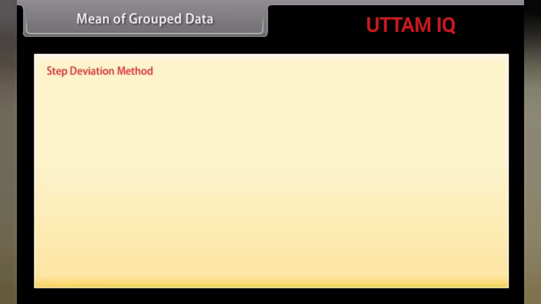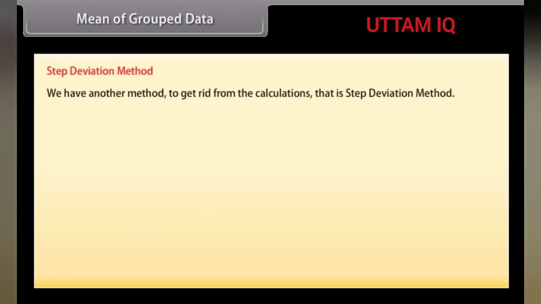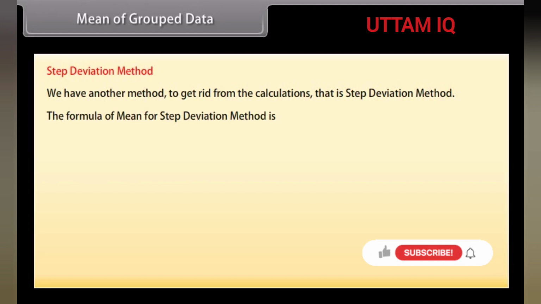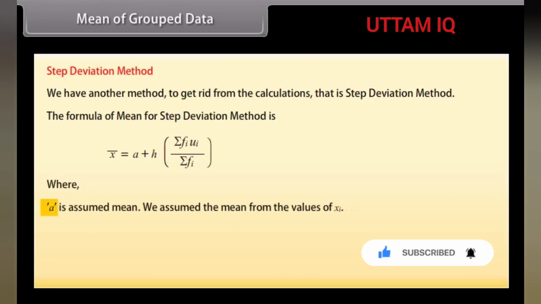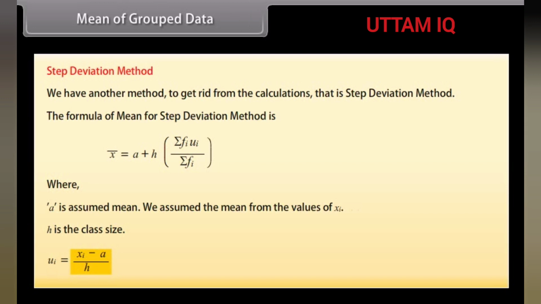Step deviation method. We have another method to get rid of the calculations, that is, step deviation method. The formula of mean for step deviation method is assumed mean a plus h multiplied by summation of the product of fi and ui divided by summation of fi, where a is assumed mean. We assume the mean from the values of xi. h is the class size. ui is equal to xi minus a divided by h.